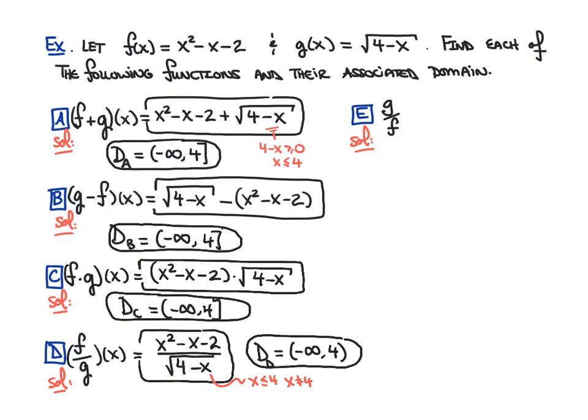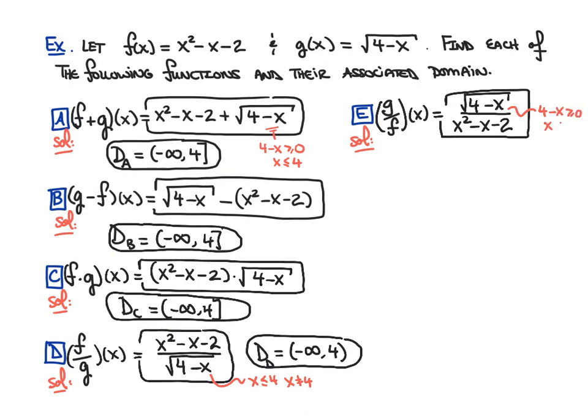And finally, part E, g divided by f. You're going to take g on top, which is the square root of 4 minus x. And we're going to take f on the bottom, which is x squared minus x minus 2. And there's your function. Now the domain is a little bit trickier here. In the numerator, I know that 4 minus x must be bigger than or equal to 0. I can't have negatives in my square root, as we had in all the other parts. So x has to be less than or equal to 4 in the numerator.